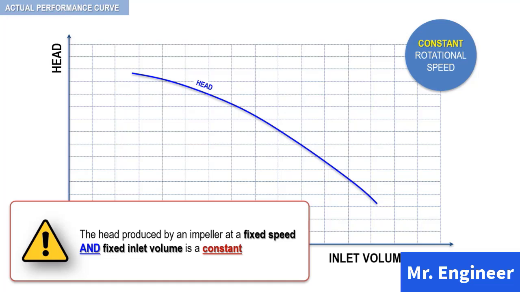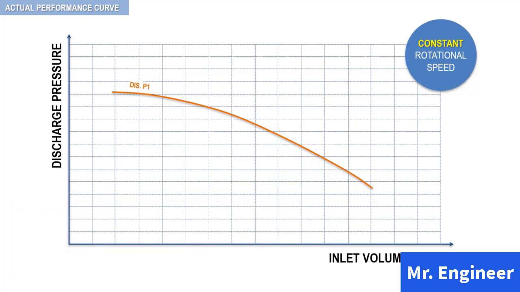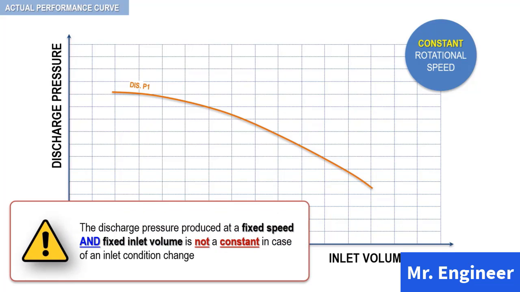However, keep in mind this methodology is no longer applicable when your compressor performance curve takes the form discharge pressure versus inlet volume flow. Why is that? Because unlike head, the discharge pressure developed by an impeller at a fixed speed and inlet volume flow is not a constant. It heavily depends on the inlet conditions. A minor change in these conditions will result in a new discharge pressure, even if the compressor works at the same rotational speed and inlet volume flow, as depicted here.